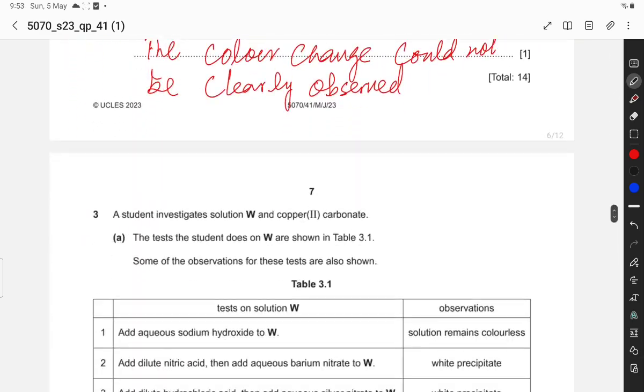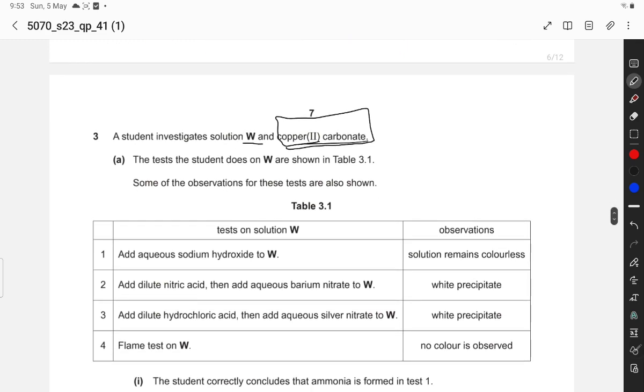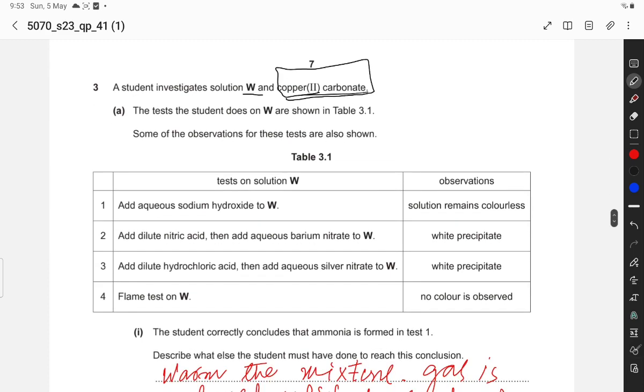Hopefully you understand. Question number 3: a student investigates solution W and copper 2 carbonate. Part A, the tests that the student does on W are shown in the table. Please keep in mind that W is copper 2 carbonate. The further tests are shown in table 3.1. Some of the observations for these tests are also shown.